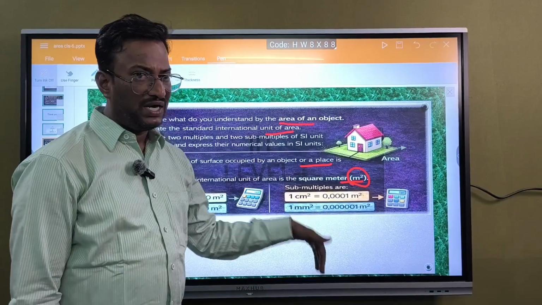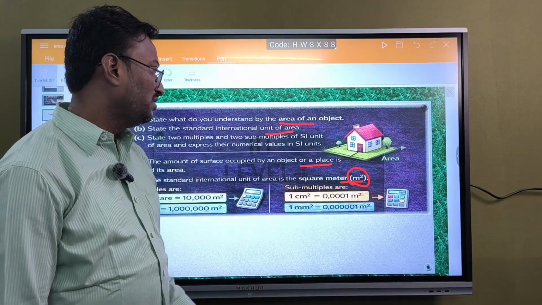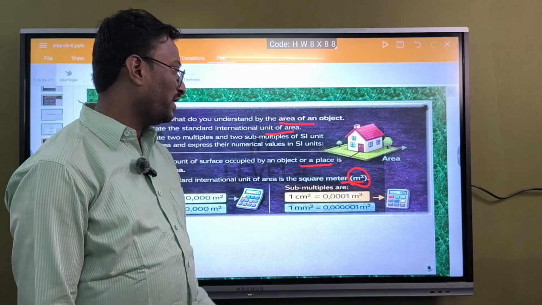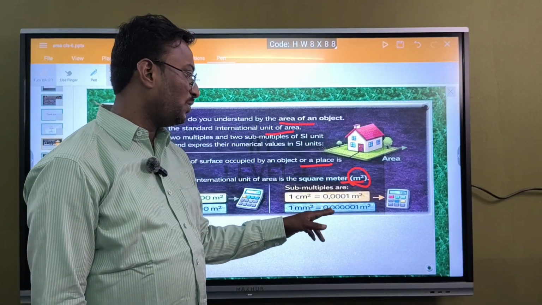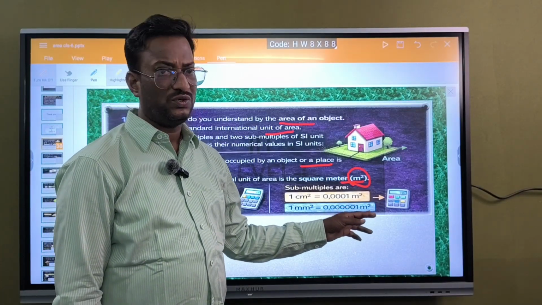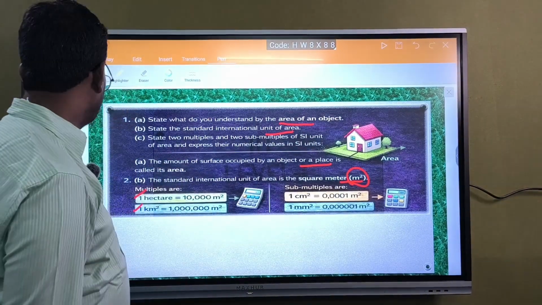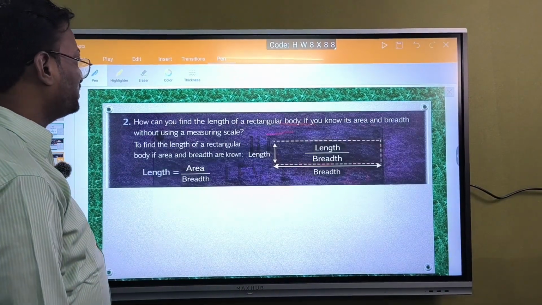Similarly, submultiples means lower than this one. So 1 centimeter square is equal to 0.0001 meter square and 1 millimeter square is equal to 0 followed by 5 zeros and 1 meter square. Okay, go for the next problem.